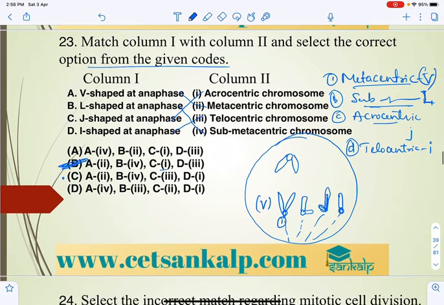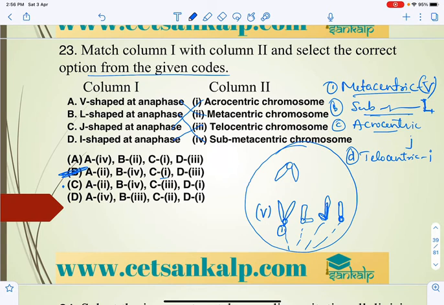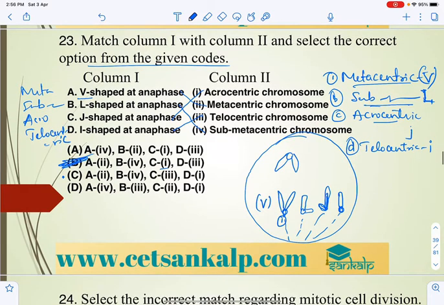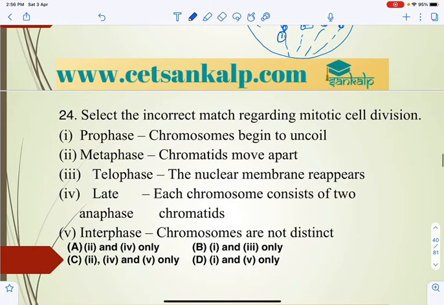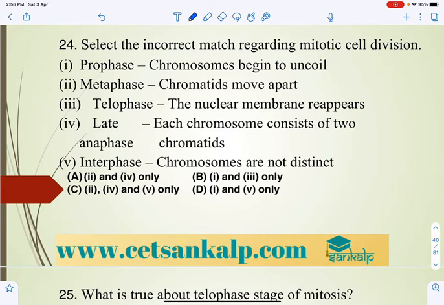This question we can expect: V, L, J, I. Just remember that V is metacentric. In order we can say metacentric, submetacentric, acrocentric, and telocentric. Based on the position of centromere, we can classify the chromosomes into 4 types. So the answer for that is B. Next question. So 23rd question, answer is B. Next, 24th question. Select the incorrect match regarding mitotic cell division.